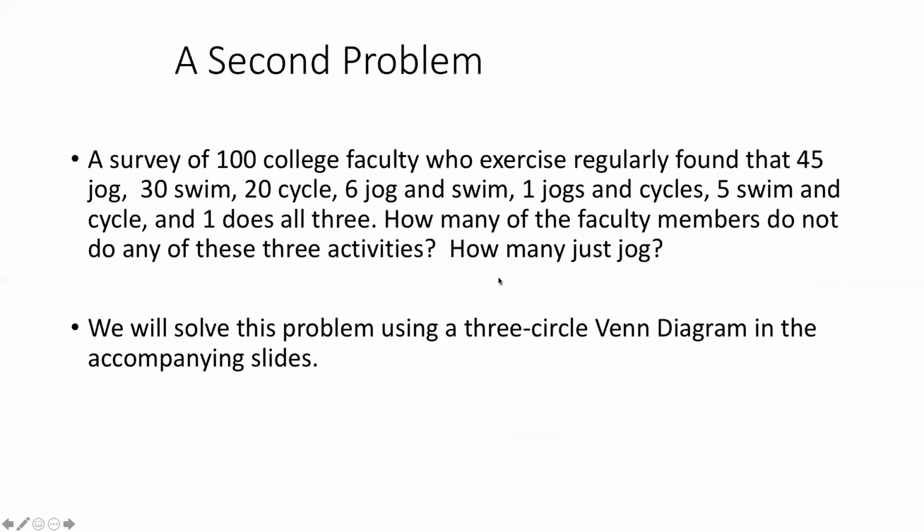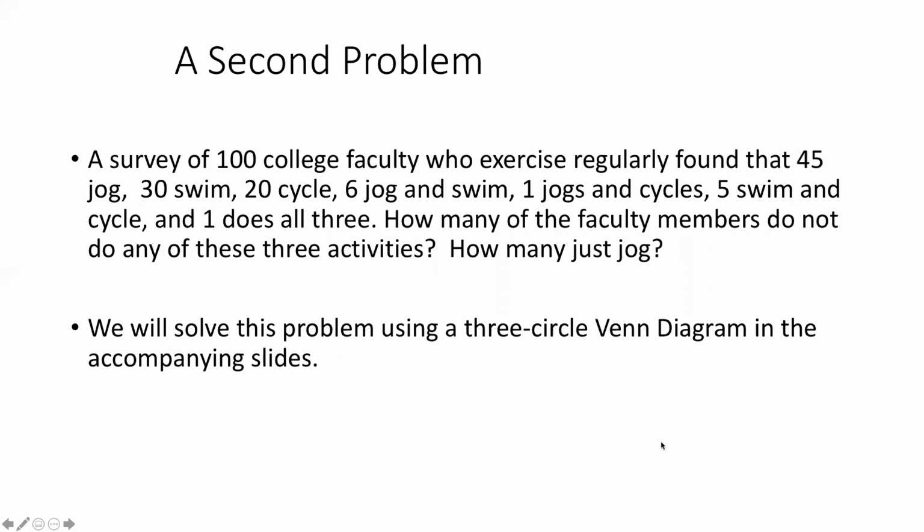Now, a second problem here. This one's a little more complex. So a survey of 100 college faculty who exercise regularly found that 45 jog, 30 swim, 20 cycle, 6 jog and swim, 1 jogs and cycles, 5 swim and cycle, and 1 does all 3. So how many of the faculty members do not do any of these 3 activities, and how many just jog?